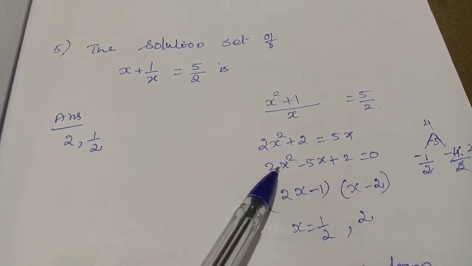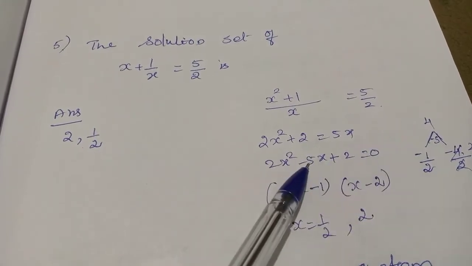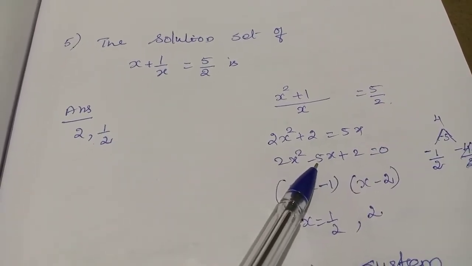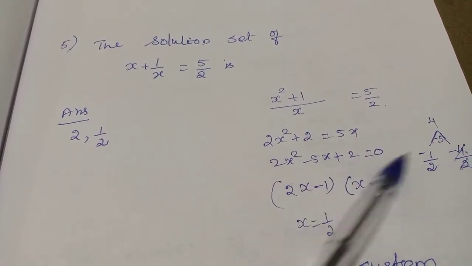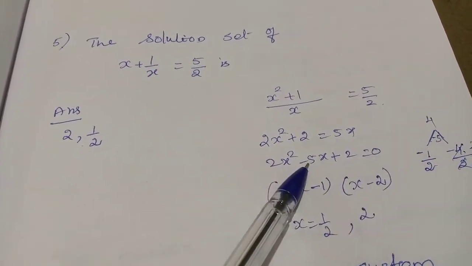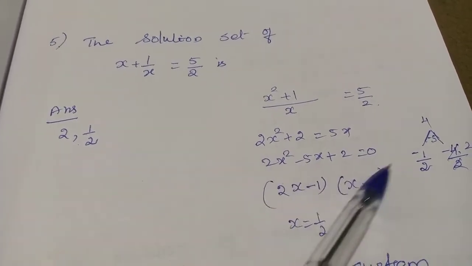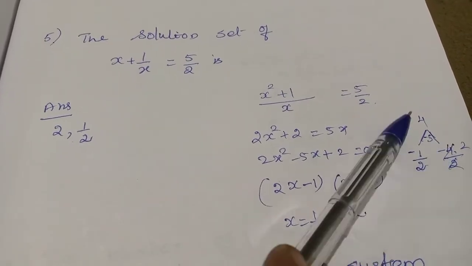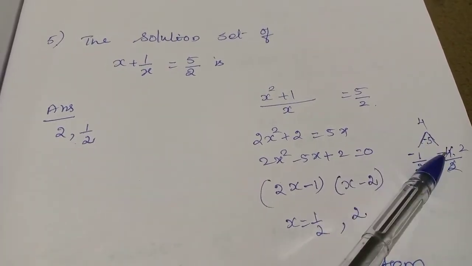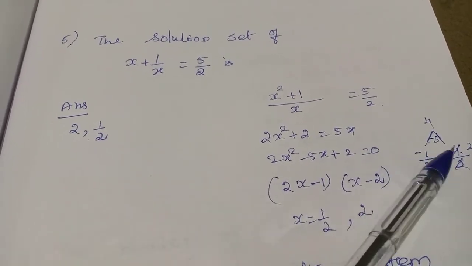So what is the multiplication number here? 2 into 2 is 4, and the addition number is minus 5. So guess the numbers. What are the numbers? When we multiply we have to get 4, when we add we have to get minus 5. Can you guess the numbers? Minus 1 and minus 4. Multiply both numbers, we get 4. Add both numbers, we get minus 5. So what are the correct numbers? Minus 1 and minus 4.